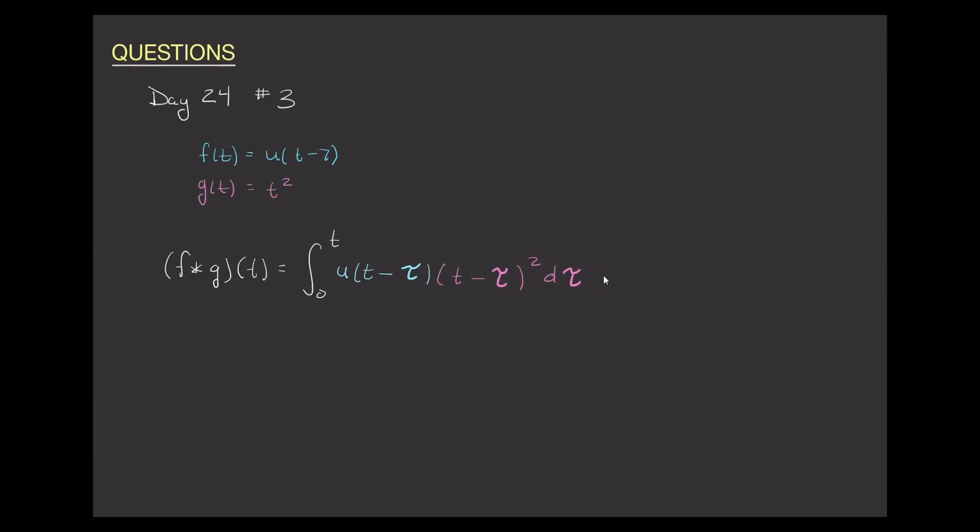All right, now at this point, what we want to use is the fact that u of t minus tau is going to be 0. Wait a minute. That's not t minus tau, it's tau minus 7.